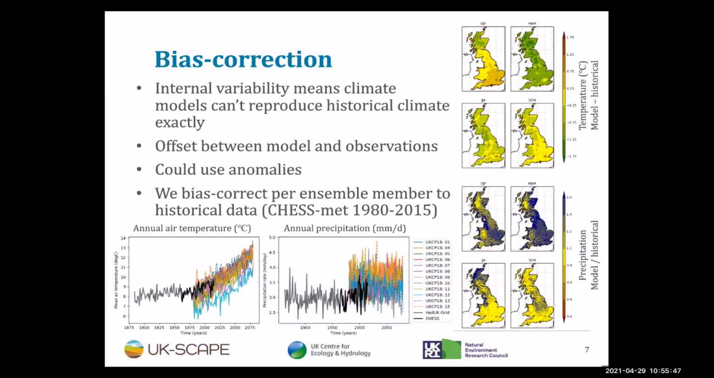We've used our existing Chessscape dataset, which, as I say, is observationally based, 1 kilometre, and we've used the overlap period from 1980 to 2015. We've done the bias correction by season and by location, so a different bias correction for each 1 kilometre pixel in the UK, and we've done this individually for each ensemble member. Once we do that, our models will look closer to the historical period in the overlap.